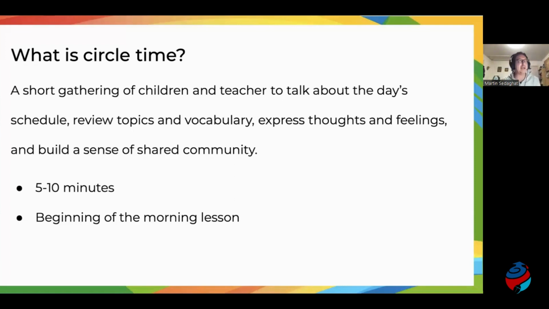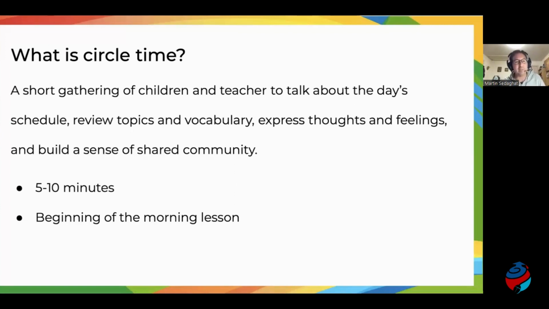So I really thought back on all the different teachers and classes I had when I was in preschool and elementary school and so on. And I took bits and pieces of that and also from other teachers I know and made my own type of circle time.